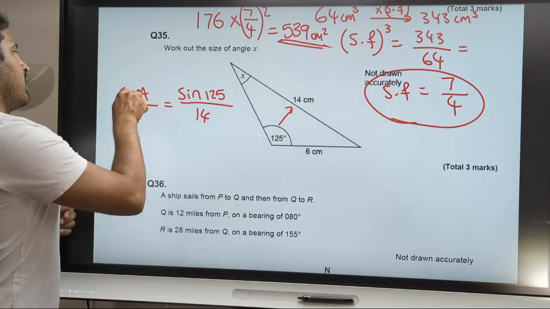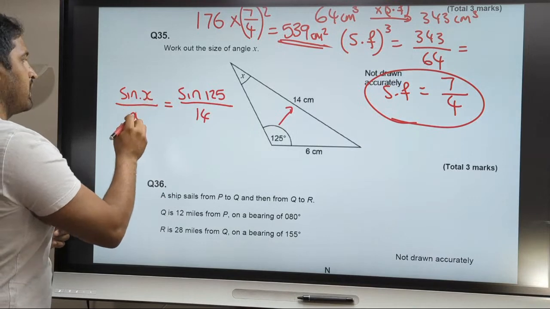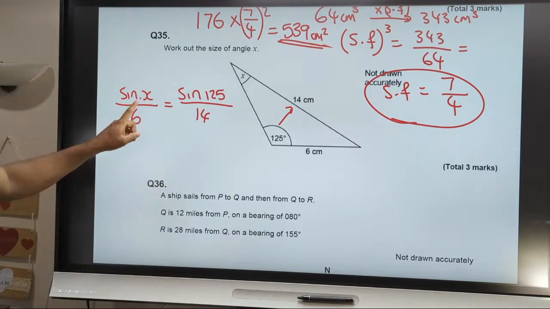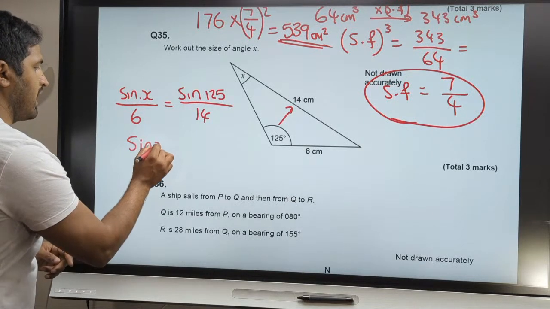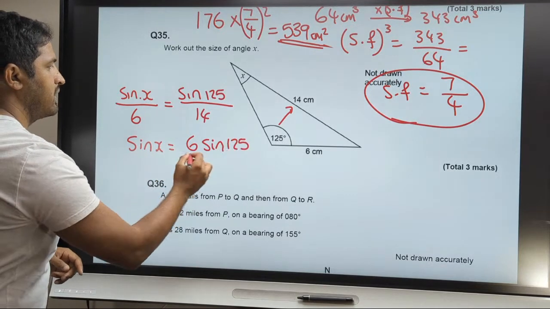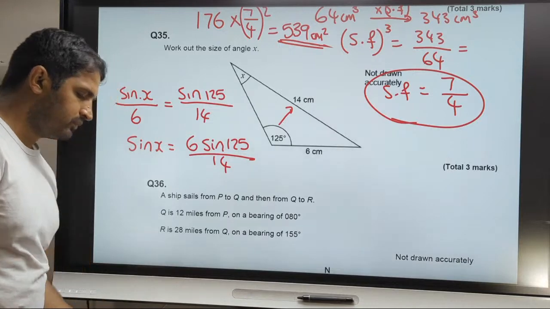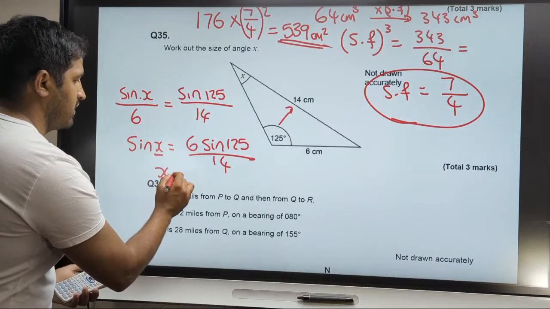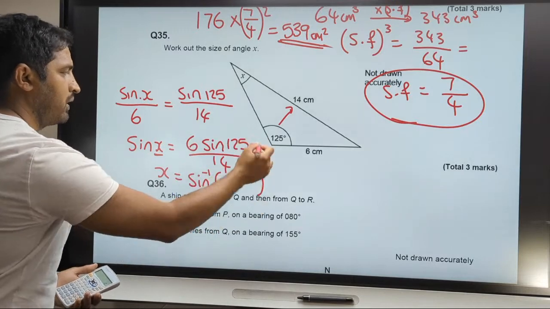Okay, so A, we know what that is. A is X. That's what we're trying to work out. And this small a means the side is 6. So I can just multiply both sides by 6. So we know the sine of angle X should be 6 times sine 125 divided by 14. And that's just putting in the calculator. And that means if I wanted to work out what x is, I need to find the inverse sine of whatever we get over there.